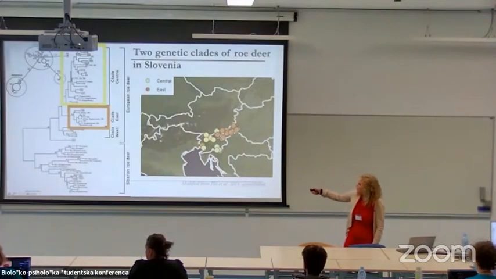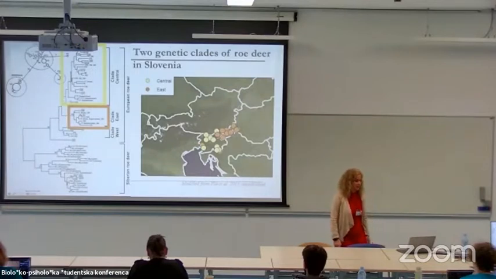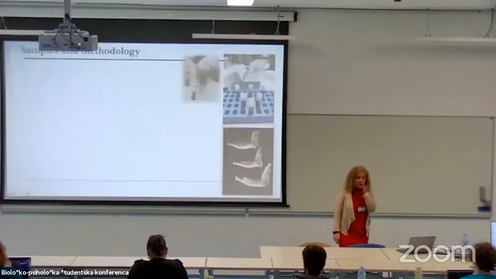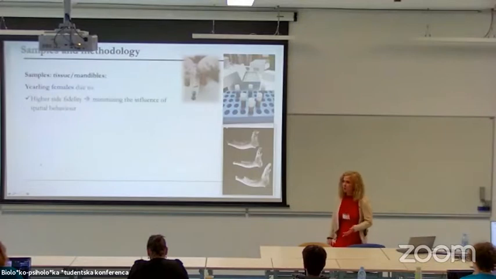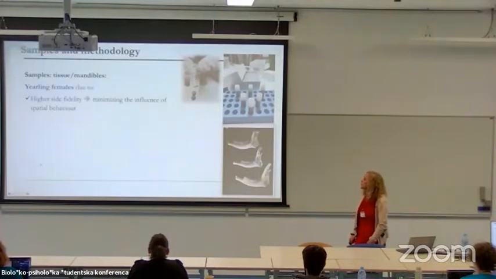These two clades, central and eastern, are represented in the country with a borderline in the central part of Slovenia. We also have a mixture in the south. So if you want to study genetics and use genetic data in adaptive management, first of all you need to know something about the spatial structure and the genetic structure of the species.